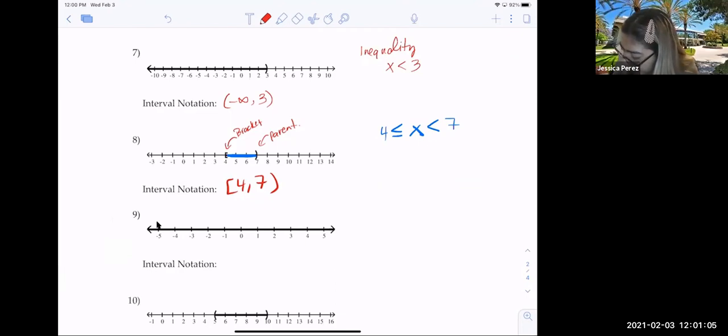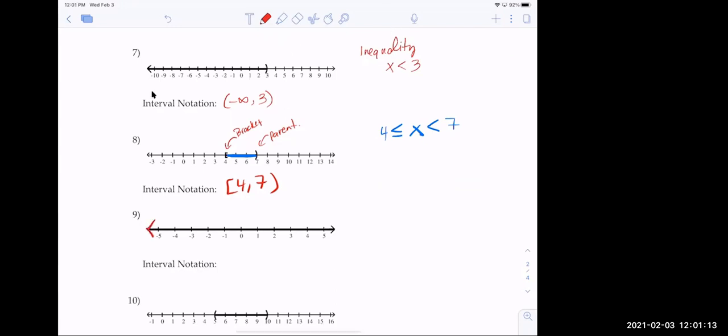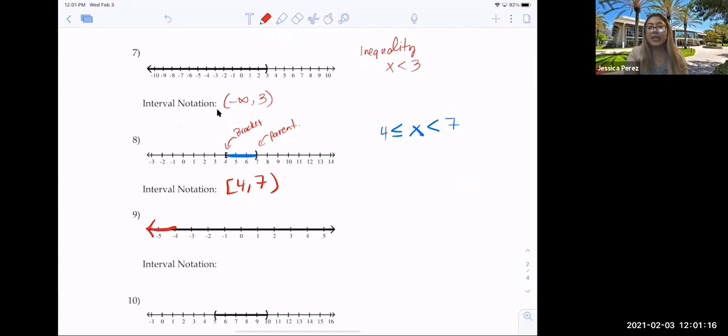So all this, everything is shaded. What does that mean? If every single thing is shaded, it's infinity both ways. Michael, yeah, it's infinity going both ways. So what does that mean about X? That means that X can be anything. X can be negative infinity, negative one, anything. And the interval notation is negative infinity to positive infinity. It's the whole thing. You'll see it very fast right now on my sheet.